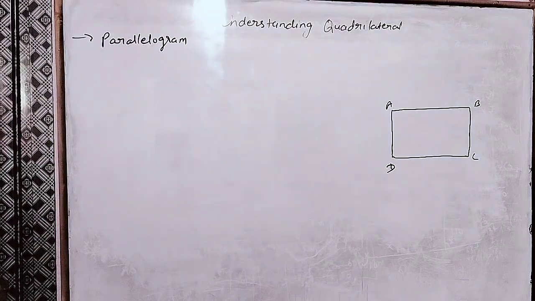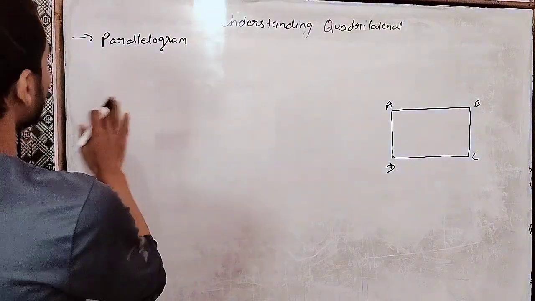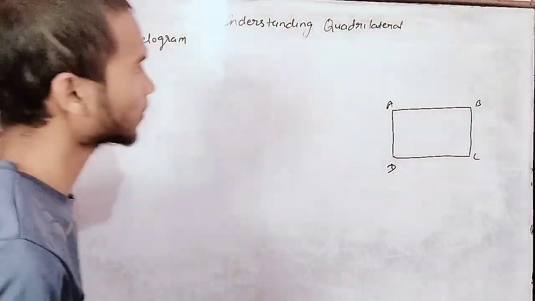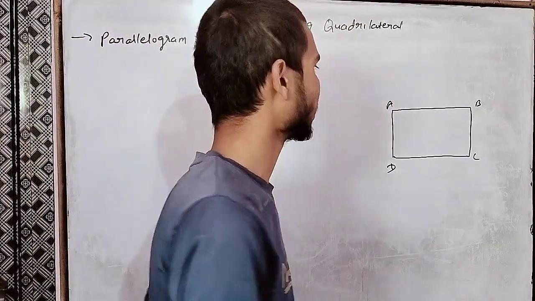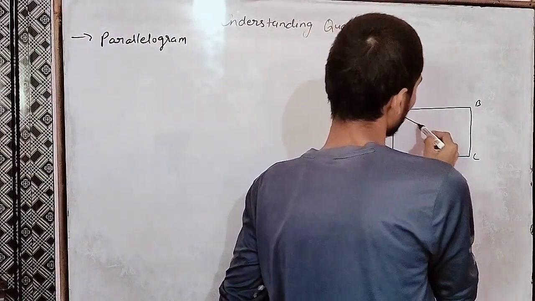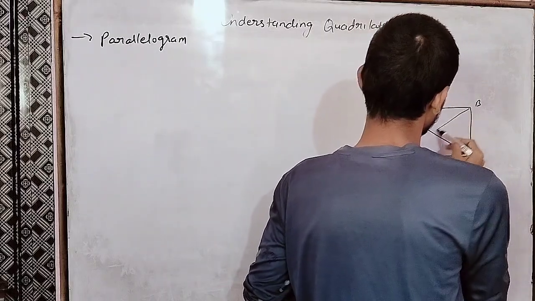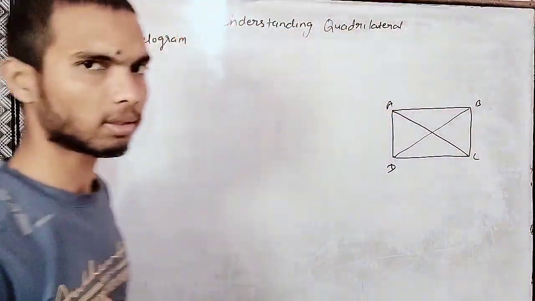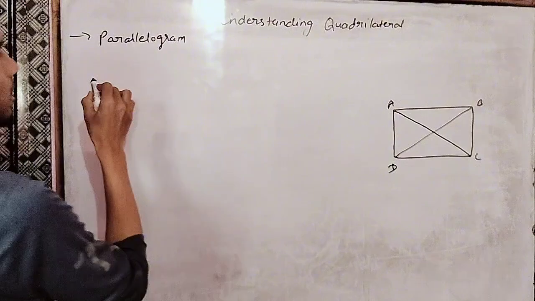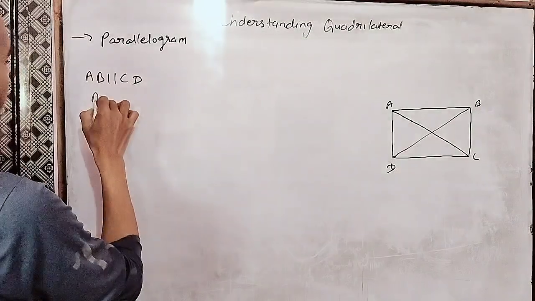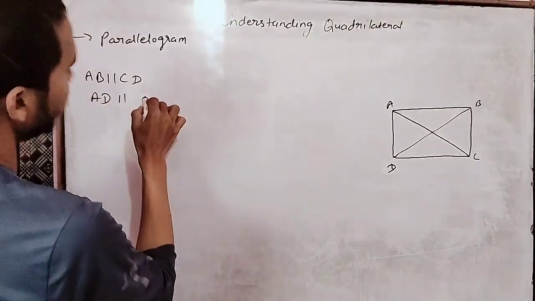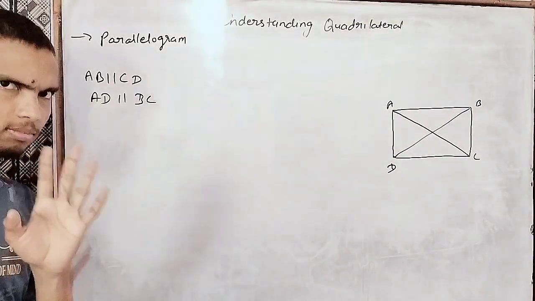Now let's break it down. Here the quadrilateral has two diagonals. Already we know. So we can say AB is parallel to CD and AD is parallel to BC. Clear? I hope you are clear.